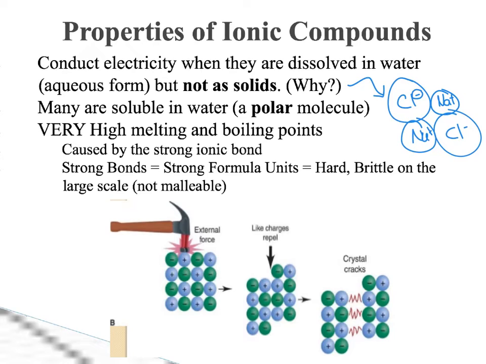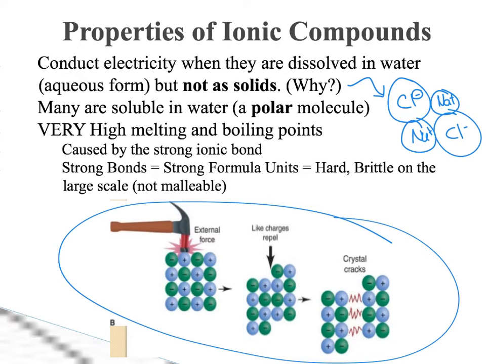Many ionic compounds are soluble in water, a polar molecule. I'll talk about solubility of ionic compounds in just a second. They have very high melting and boiling points. They have a really strong ionic bond, or ionic bonds are very strong. They have really strong formula units, so they hold together really strong, but they're brittle. And the reason they're brittle is this picture right here.